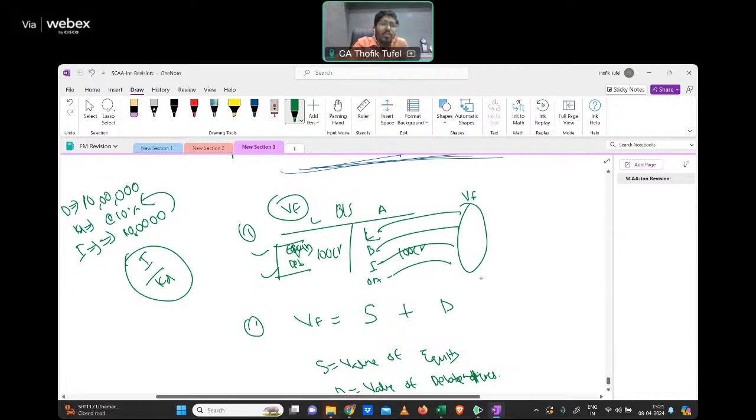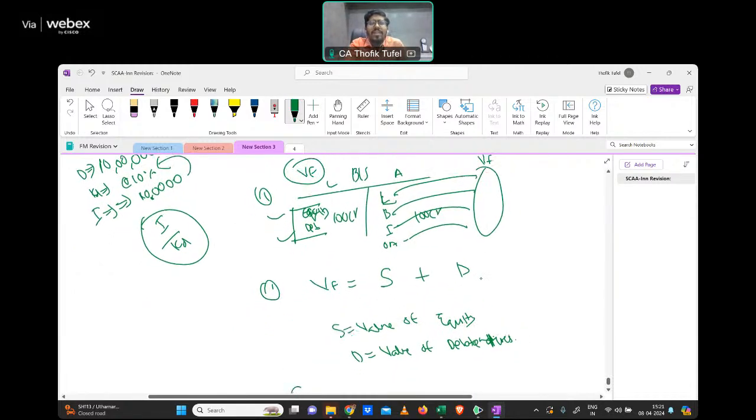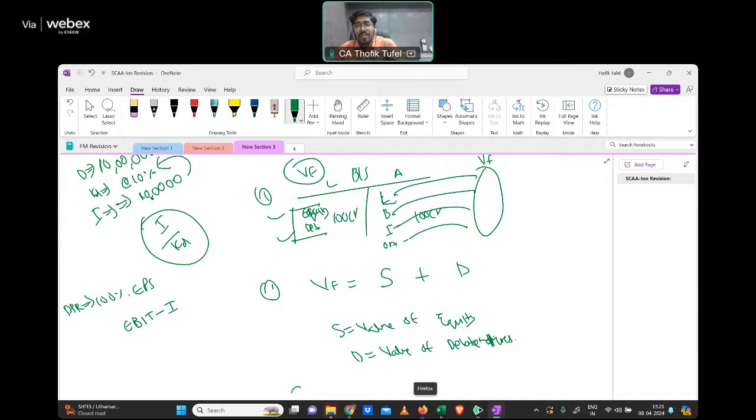Now for equity shareholders, what will you be paying? You will be paying dividend, which is the earnings available to equity shareholders. So here we are taking one more assumption, that 100% of the EPS is paid as dividend. So the dividend payout ratio is 100%. That is the assumption that we are taking. So what is the EPS? EPS is EBIT minus interest, the earnings available to equity shareholders, because we are not having any preference dividend here.